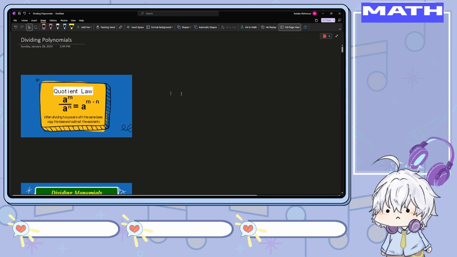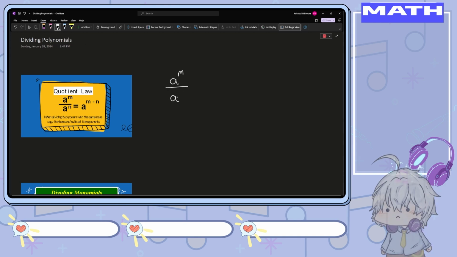And now we move on to dividing polynomials. It's essential for us to know how we multiply first, before we divide. So let us be reminded, in the laws of exponents, this is essential. This is the quotient law. When we divide a certain number with an exponent m over the same base but with a different exponent, we subtract the exponent of the numerator and the exponent of the denominator.